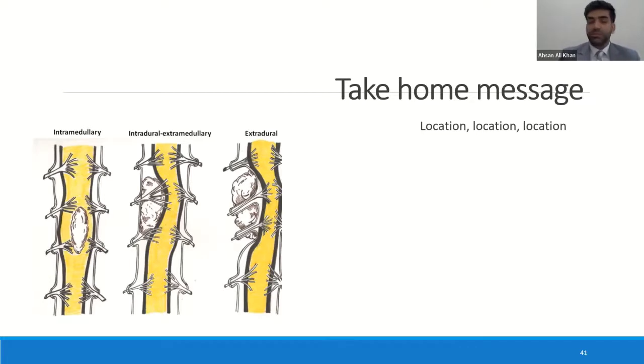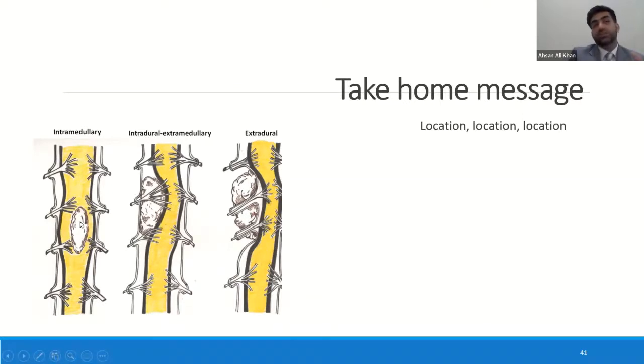Now, this is important: the take-home message from my side for this topic will be location, location, location. When you can localize the lesion, you can think of differentials, and then the differentials get narrowed down. And then again, think of multi-modal spine imaging. One modality can complement the other one. The information that has been missed on one modality can be picked up on the other one. Very important.